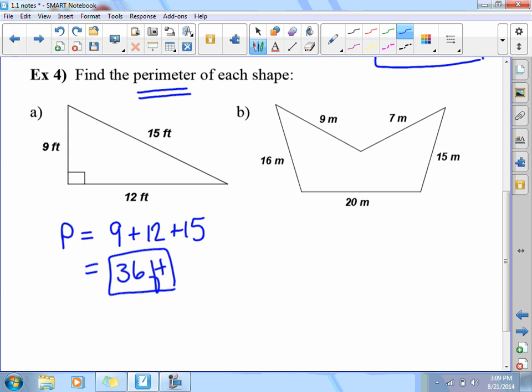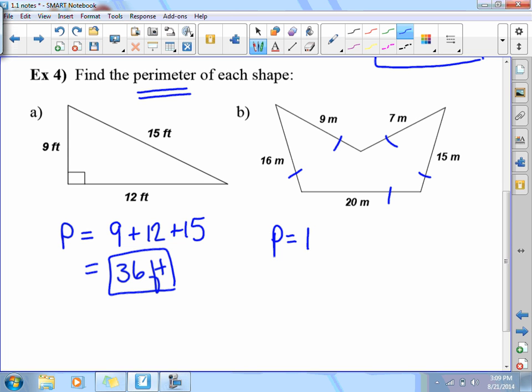Now this example part B is a pretty funky shape. It's got 1, 2, 3, 4, 5 sides. So it's a pentagon. But again, it doesn't matter how many sides there are. It's still perimeter, and we're still just going to add them all up. And you can add them up in any order you want.